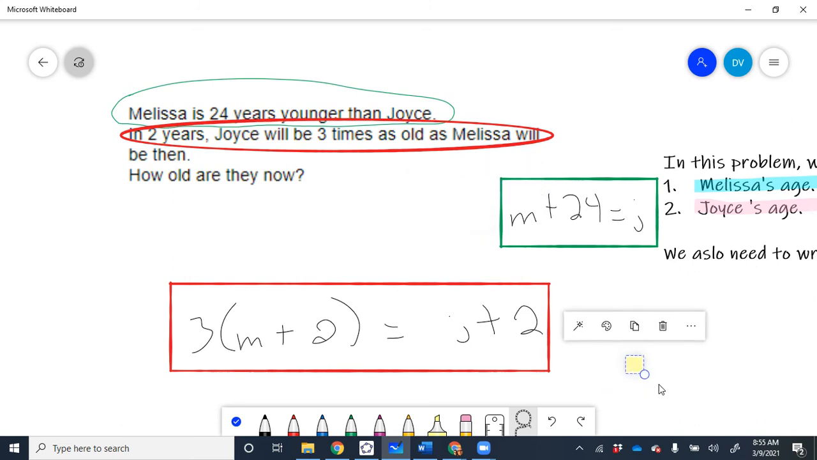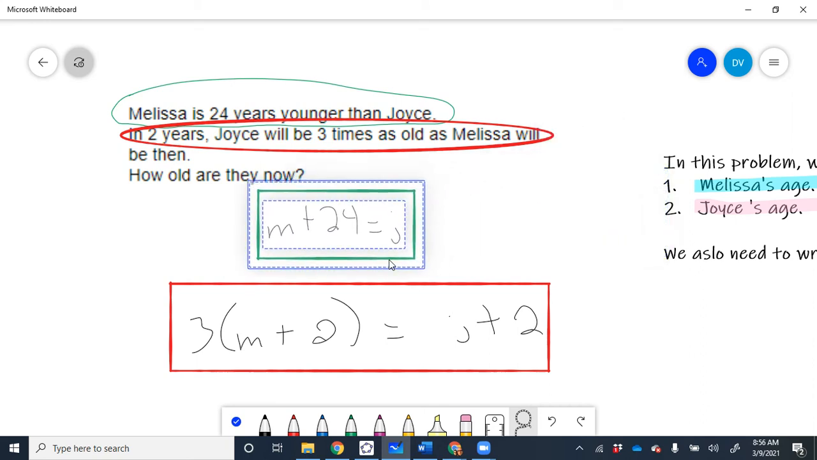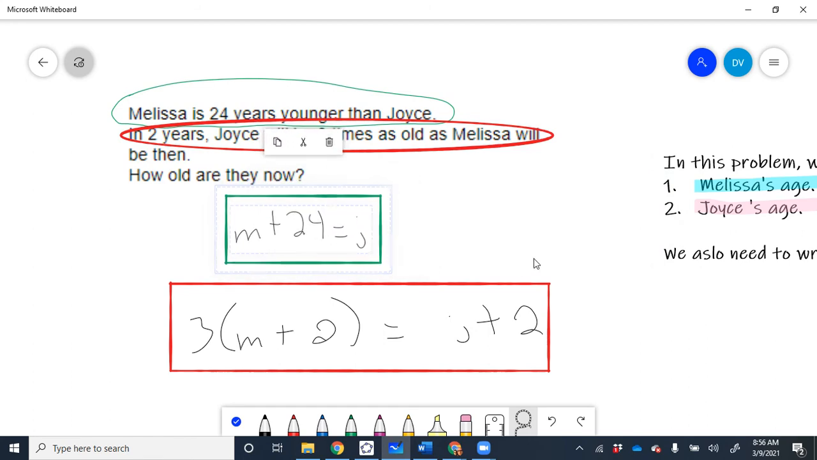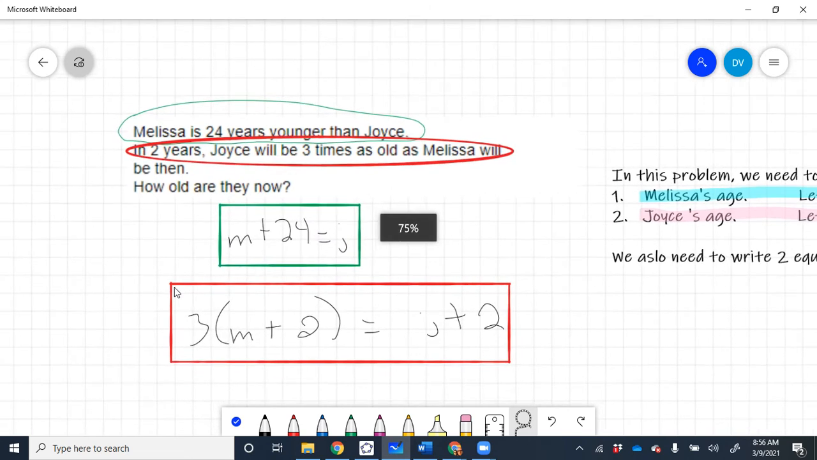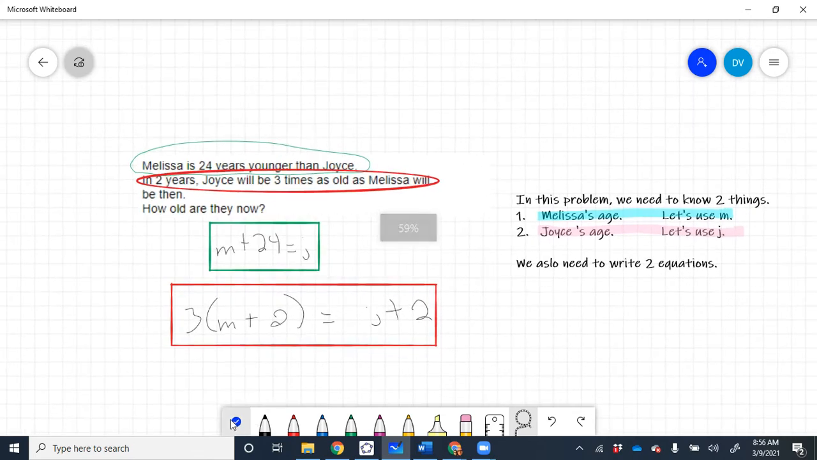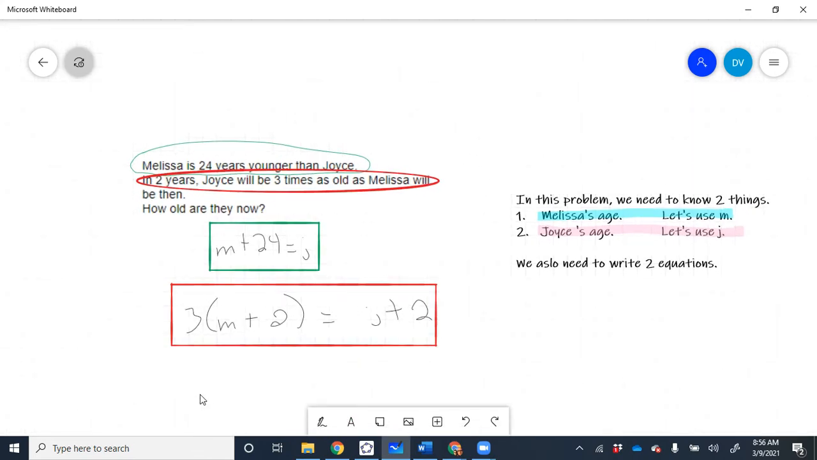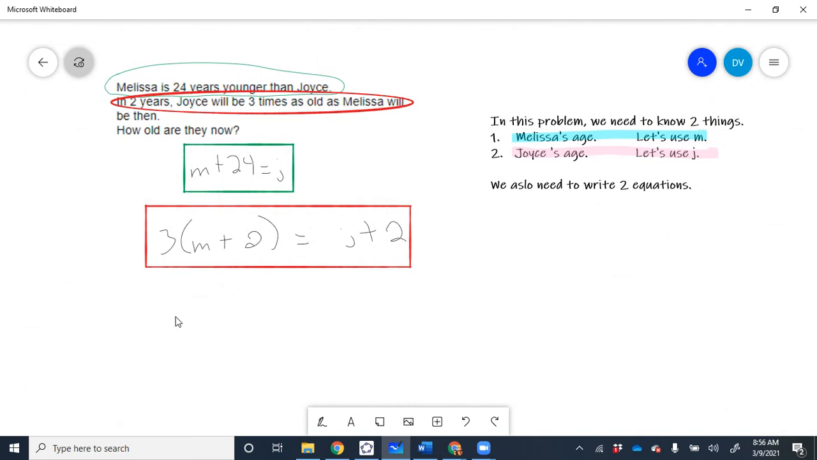All right, so let's move our green equation over just a bit. Here's our green equation and our red equation. Get a little more room. And what we're going to do now is whenever we see the letter J, it's the same thing as M plus 24. Well, if we go down here, we do see a J. I'm going to write the same thing over, except I'm going to distribute.